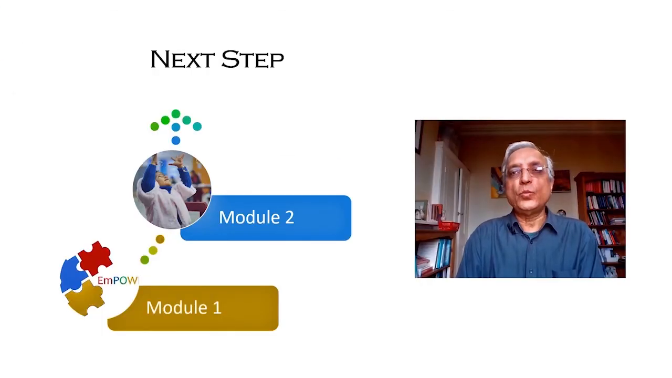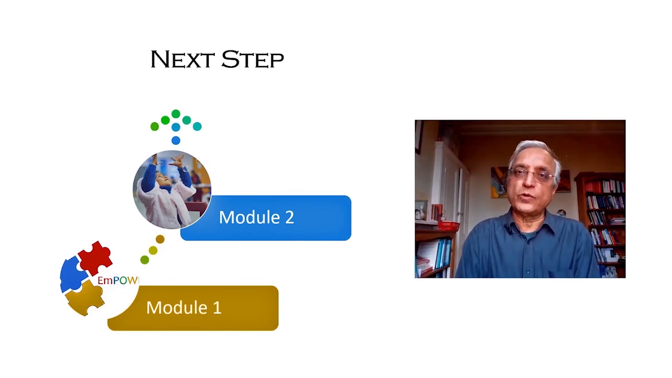In Module 1, we learned about the EmPOWER approach, what is autism, how does it affect children, and the learning obstacles faced by children with autism. Now, the next step is to go to Module 2.